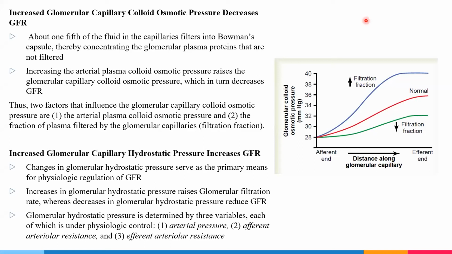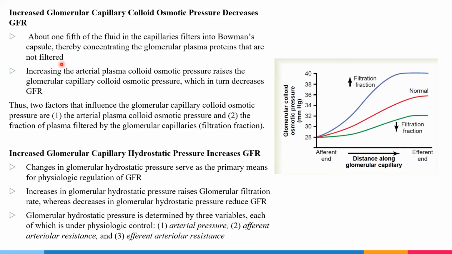Next, we move on to the third parameter that can affect the glomerular filtration rate, which is the glomerular capillary colloid osmotic pressure. About 1/5 of the fluid in the capillaries filters into the Bowman's capsule, thereby concentrating the glomerular plasma proteins that are not filtered. So consider that a certain concentration of proteins was flowing into the glomerulus with a volume of, say, 100 milliliters, but 1/5 of the fluid, that is around 20 milliliters, flows into the Bowman's capsule. So the exiting fluid in the glomerular capillaries now has the same amount of proteins, but only in 80 milliliters of plasma volume.